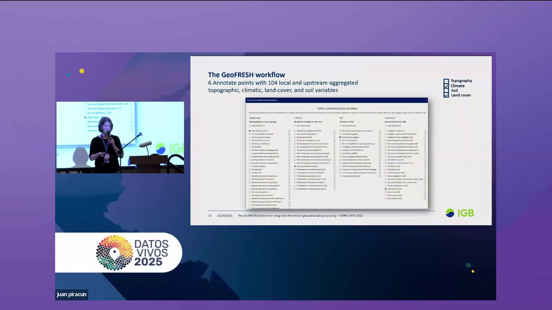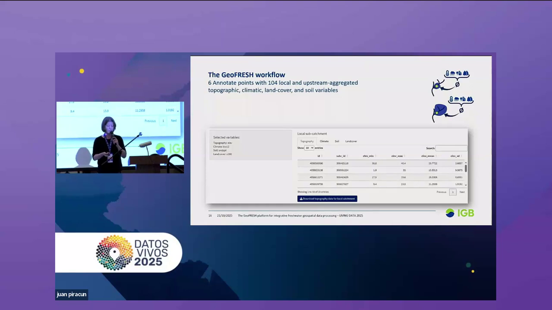And then we go to the environmental variables. This is the environment90m dataset that Jaime just presented. So you have these 4 categories, and you can either select the ones you are interested in or just select all of them. And then in the next step, we fetch the data from the database, both for just the small local catchment that we have here, and also aggregate it so we get the mean for the whole upstream catchment.